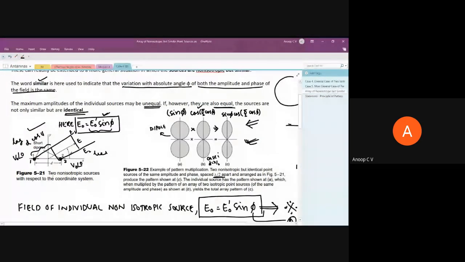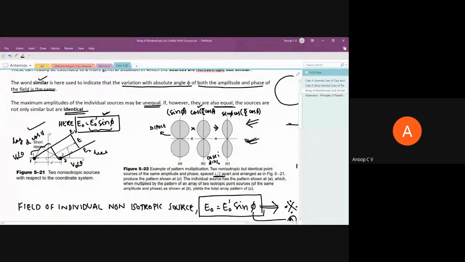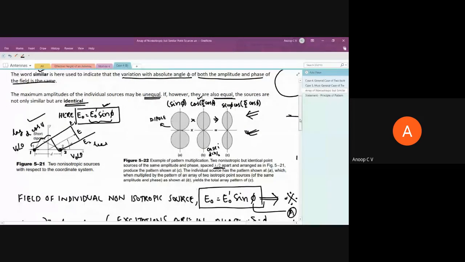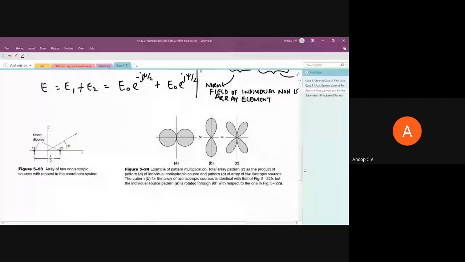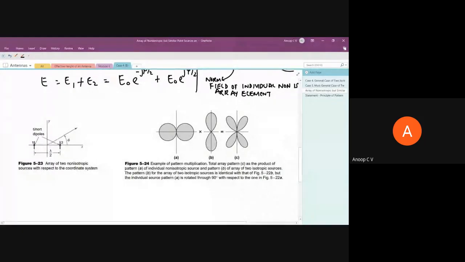If two dipoles are kept along the x-axis, this would have been the case. Now we'll see the next case. It is a bit more interesting. The next case is actually what? Suppose these dipoles are kept vertically, parallel to the y-axis.